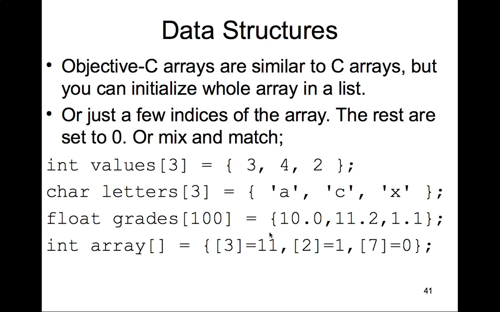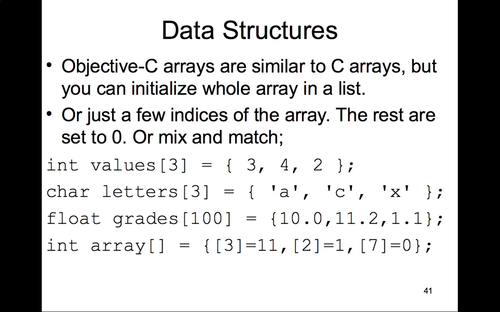And then this way here, which is kind of interesting, you can't do this one in Java. Where you have integer array, and then you have 3 is 11, 2 is 1, and 7 is 0. So that's a pretty good shortcut. Actually comes in handy for a lot of different things. But you're not doing all of them. And then all the rest of them are 0. Everything else that you did not initialize is going to be 0 automatically.